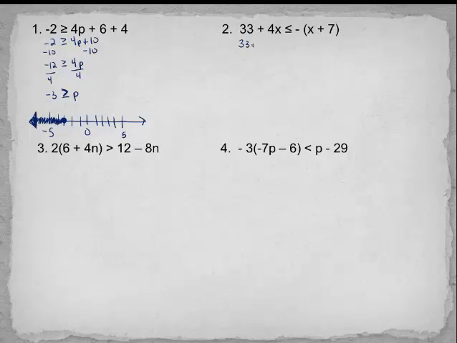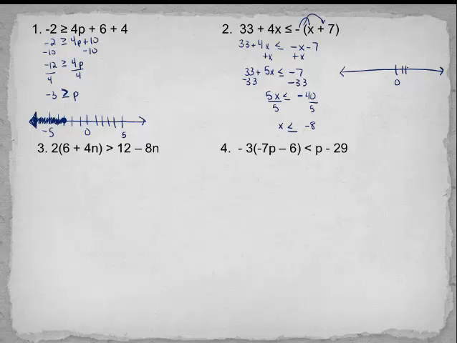Here I have 33 plus 4x is less than or equal to. I'm going to distribute in that negative, -x minus 7. I'll add x to both sides. 33 plus 5x is less than or equal to -7. Subtract 33. 5x is less than or equal to -40. Divide by 5. And x is less than or equal to -8. Make my number line. Closed circle on -8, and x is smaller than -8, so I shade in this direction.